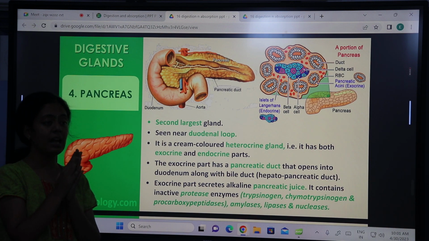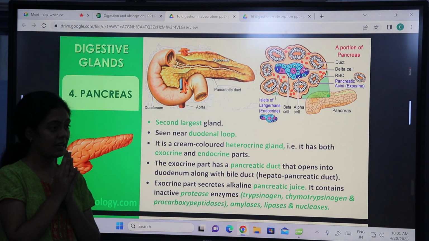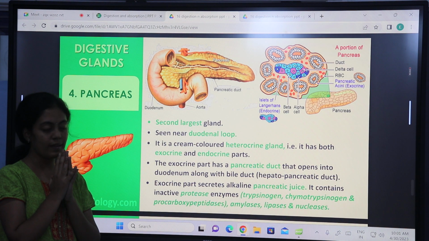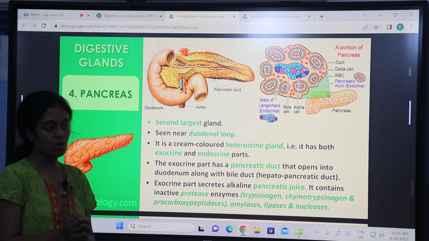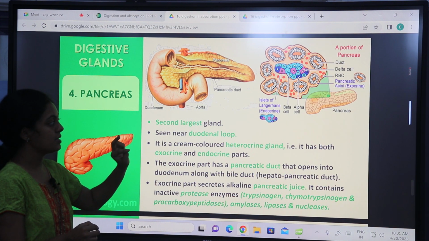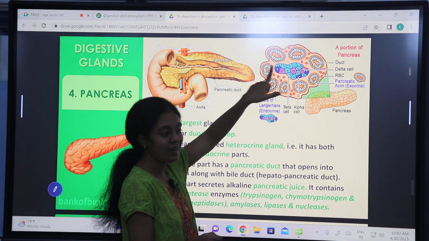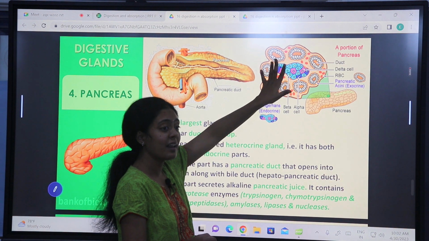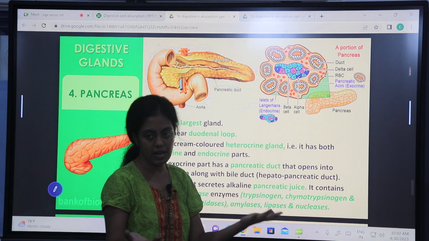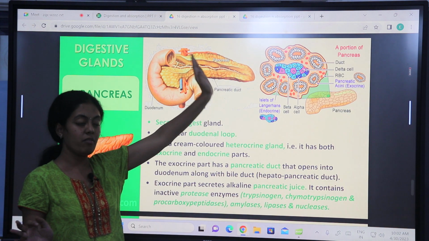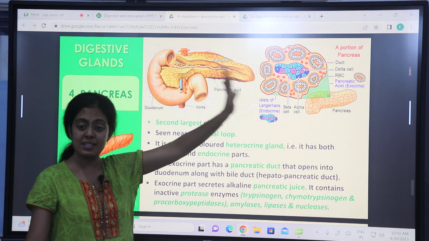What is an endocrine gland? They are ductless glands, your insulin, glucagon, all that. What is an exocrine gland? They are glands with ducts. So here you have two kinds of cells: one is your acinar cell, another is your islets of Langerhans. Islets of Langerhans is endocrine in function, acinar cell is exocrine in function. The endocrine part we will see in another lesson, chemical coordination. Now let's concentrate on the exocrine part.